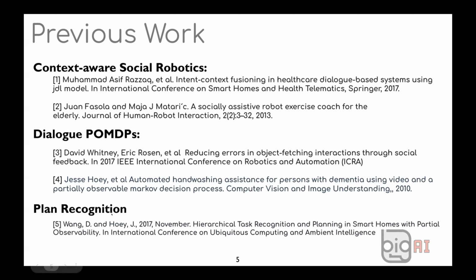And one paper, which is going to be referenced throughout the rest of my presentation as well, is the work Inside Plan Recognition by Wang et al., who have incorporated world observations for multiple concurrent tasks for humans. But again, they don't incorporate language feedback.